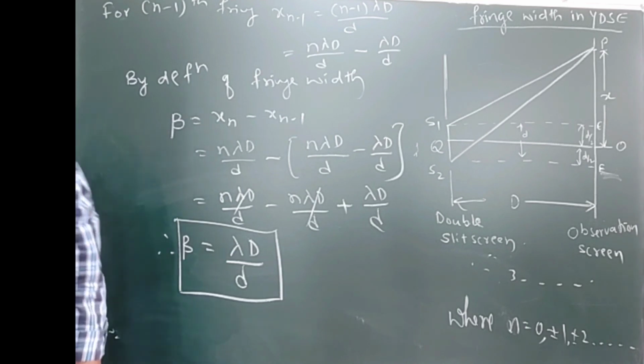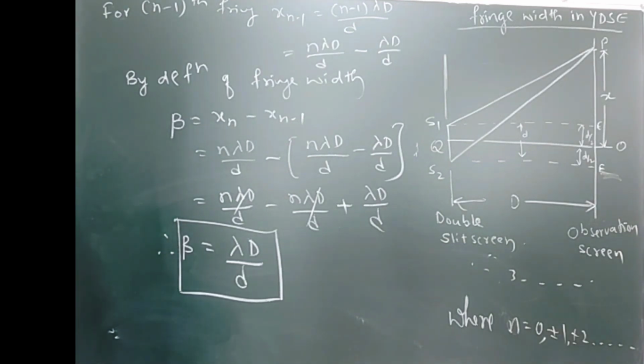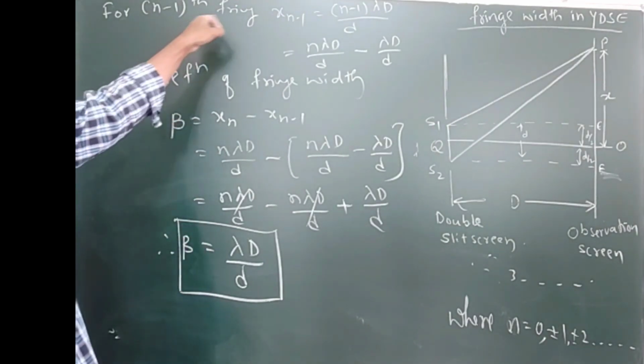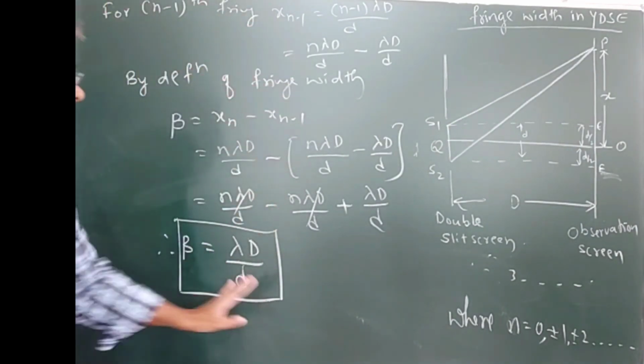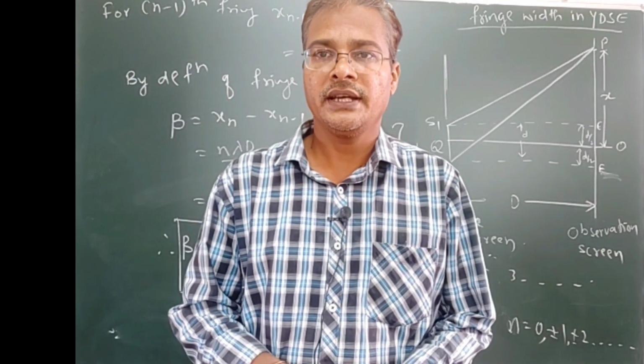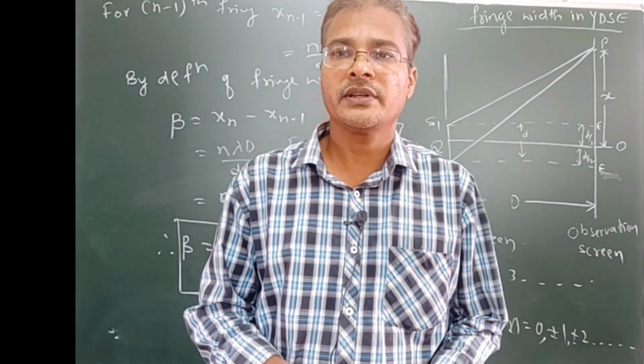As we know, the bright and dark fringes have equal width and equal distance between two consecutive bright or dark fringes. Here I used the word bright fringe only, so you can use the word dark fringe also and calculate it. Okay, I hope you understood. Thank you.